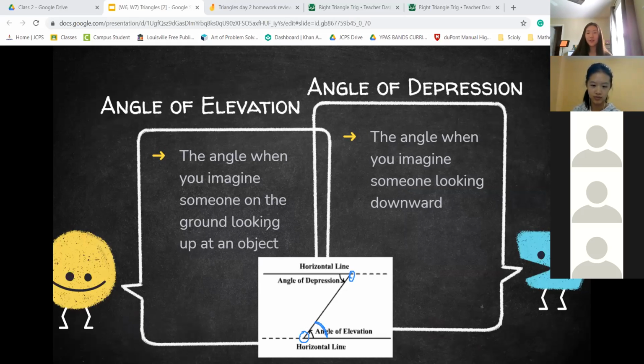Now the angle of depression. No, it's not about being sad. The angle of depression would be if you're actually on top here, and the thing you're looking at is down here. So depression would be here, and the thing would be down here, and the angle would be this angle. Basically that's it. You'll see what I mean more when we do actual questions.